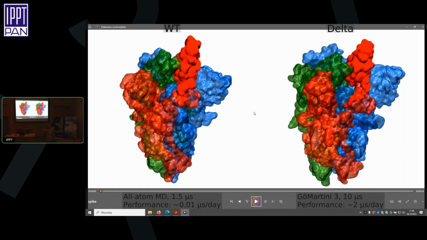While if you use our model, you can generate 2 microseconds a day. So this is much more realistic if you want to study those large conformational changes for the cases of protein complexes or protein assemblies.